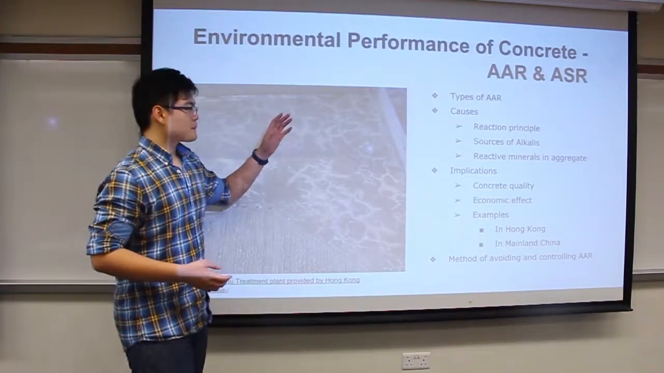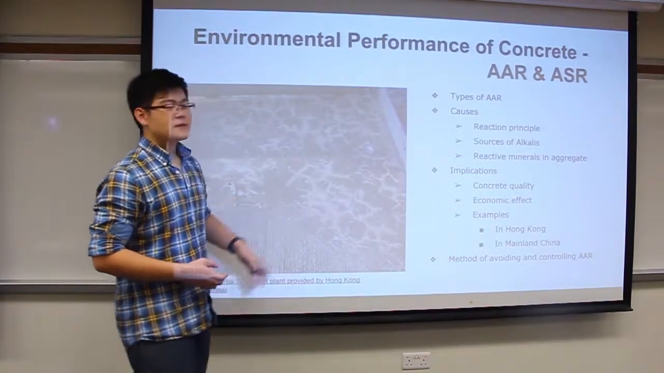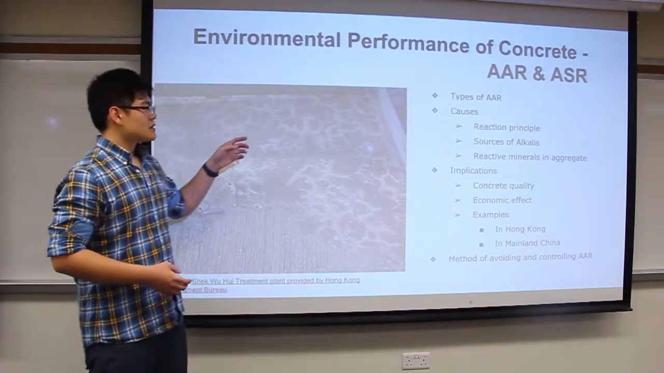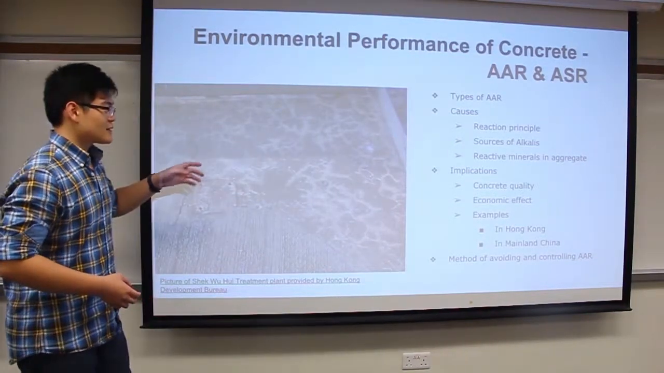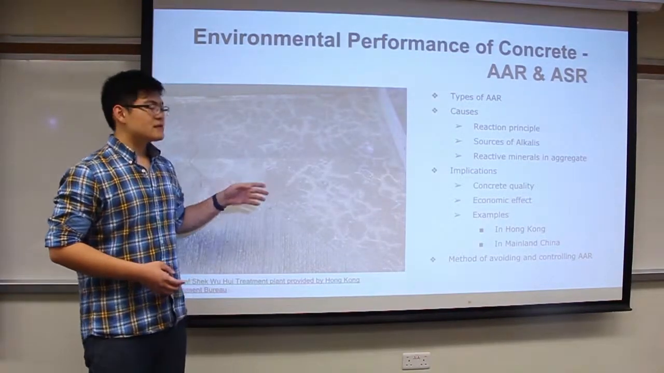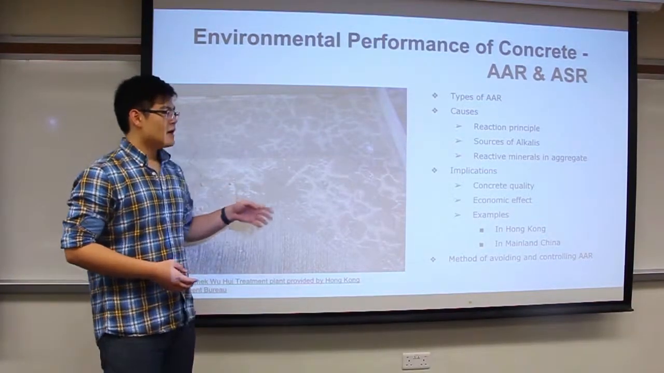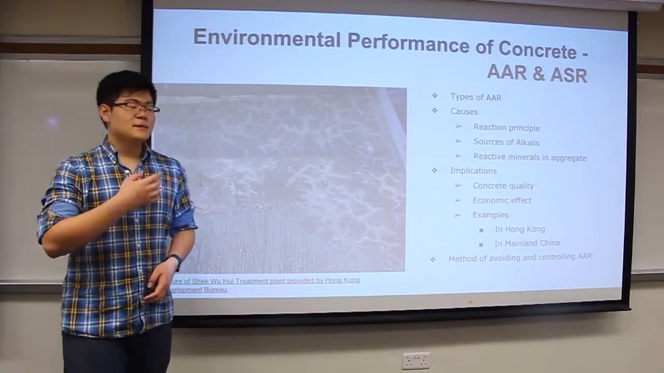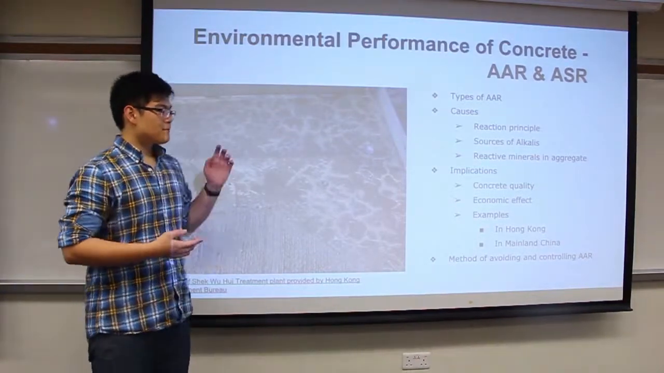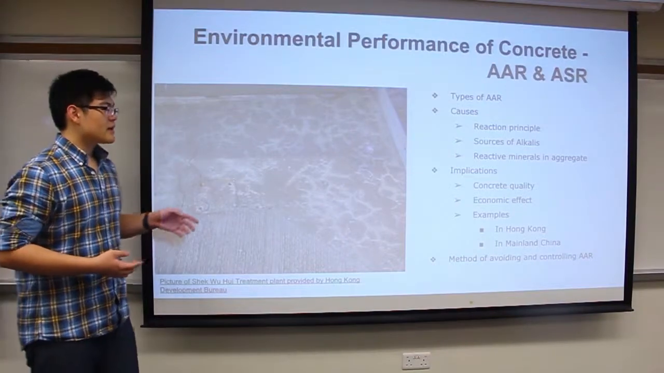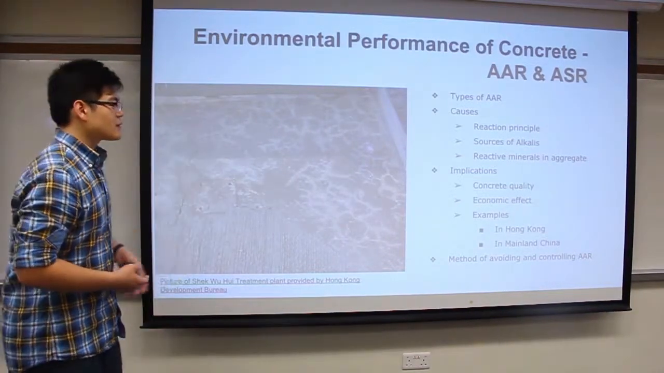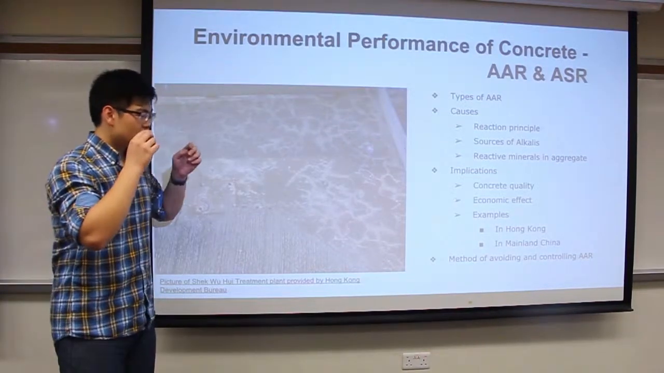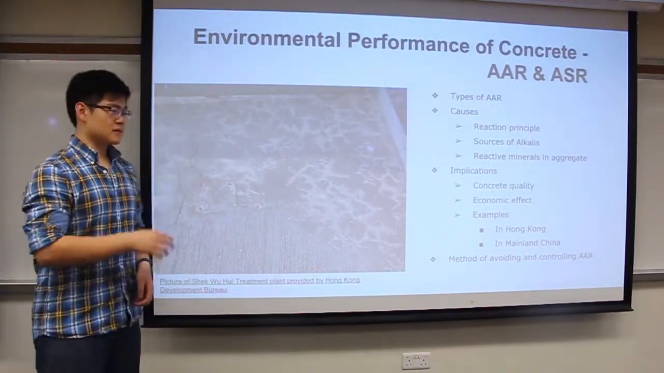And these are the parts to be covered. First, the types of AAR, and second, the causes with respect to the reaction principle, sources of alkalis and reactive minerals in aggregate. And third, the implications regarding the concrete quality and economic effects, and some examples will be given. And last, the method of avoiding and controlling AAR will be talked about.